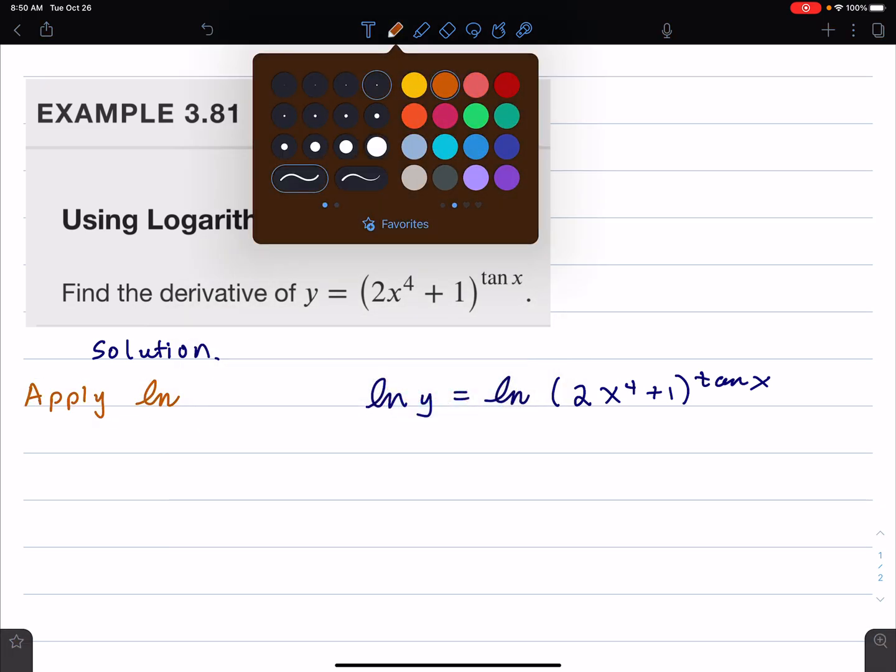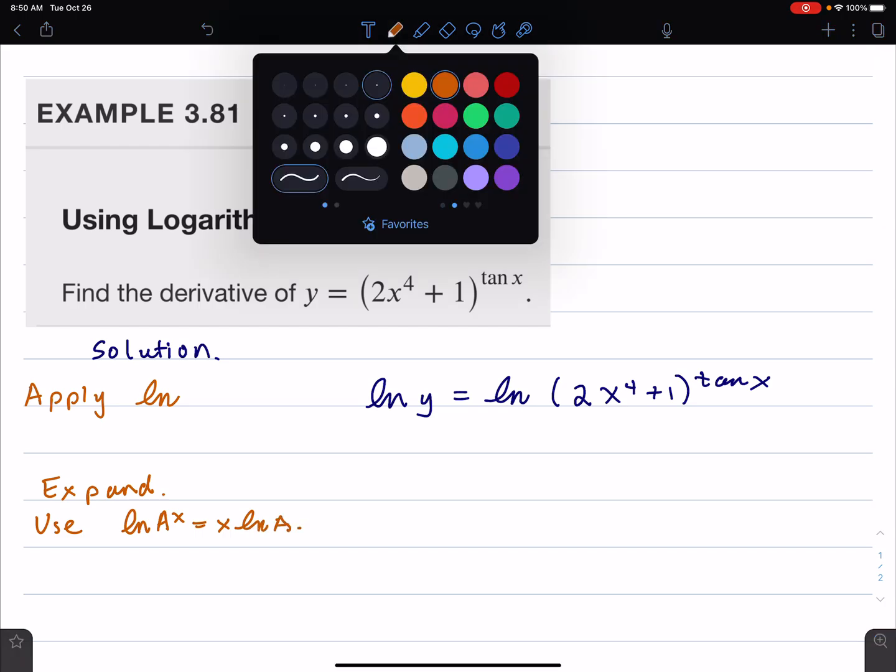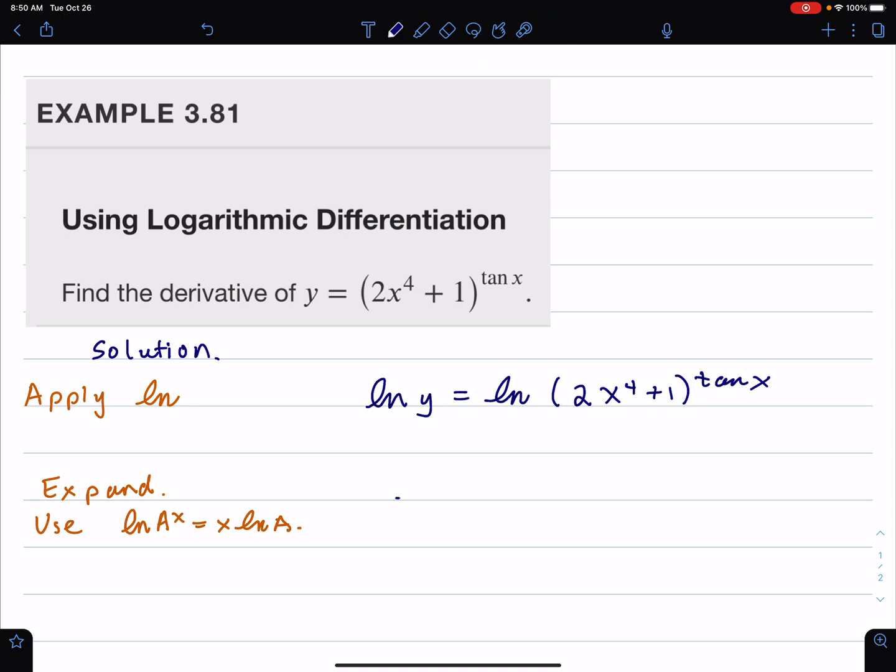So expand. All right. And what I mean is that I'm going to use that ln of a to the x equals x ln a. That's a property of logarithms. So on the left-hand side, I keep it the same. And the right-hand side, what I'm going to do is take this power, this exponent, and bring it to the front.